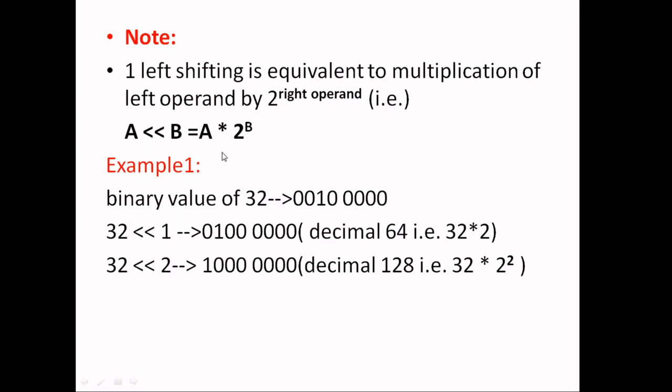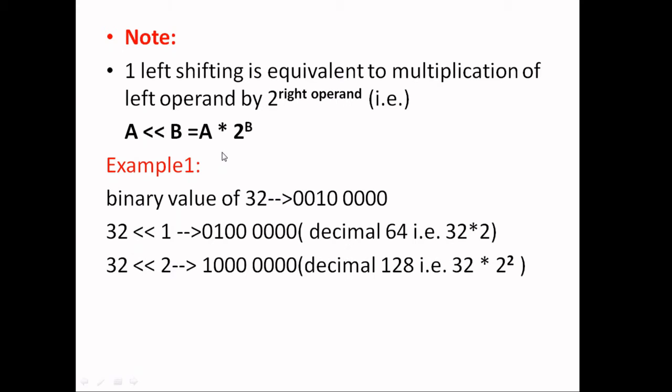Let us understand through an example. The binary value of 32 is 0 0 1 0 0 0 0 0. 32 double less than 1 means you have to shift the bits by one place towards your left. So this 1 will be shifted to here.